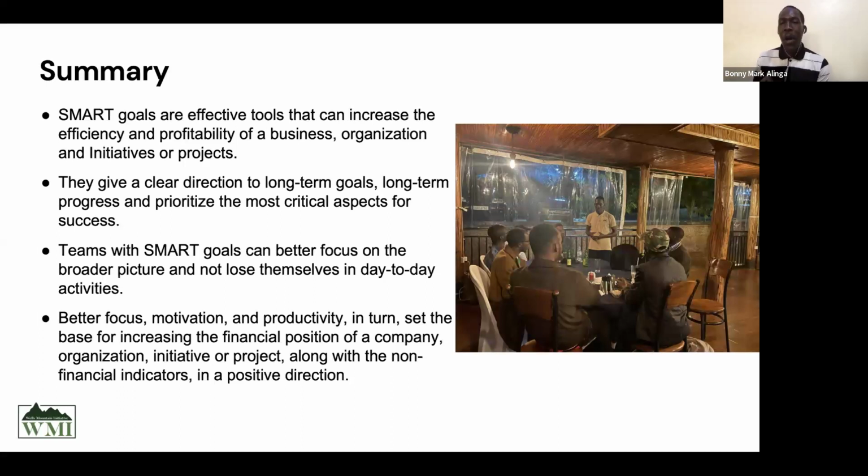And SMART goals will give you better focus on what you're doing, the motivation, the productivity, and in turn set the base for increasing the financial position of your company, of your organization, of your initiative, of the project, along with non-financial indicators. As the productivity increases, the non-financial indicators will be the influx of the people buying into your product, buying into your services, buying into what you offer to the community in a positive direction.